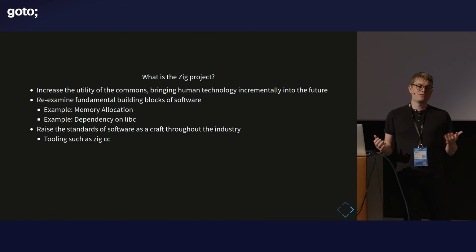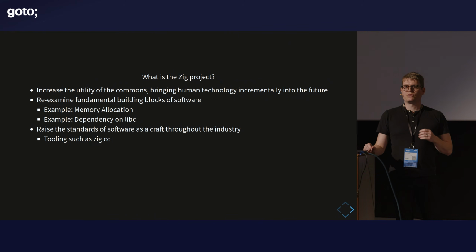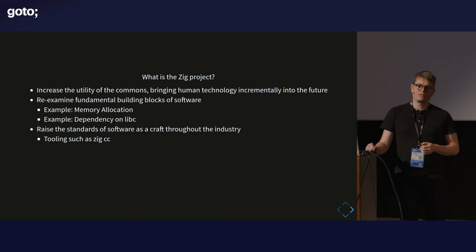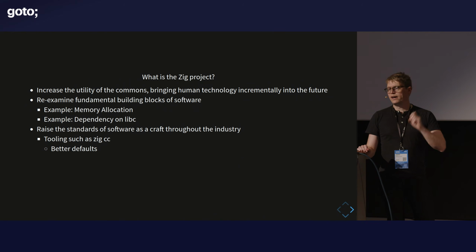So part of the way that we do this is with tooling. So for example, we have ZigCC, which is a drop-in C++ compiler, which has better defaults to help catch bugs. We'll get into that.